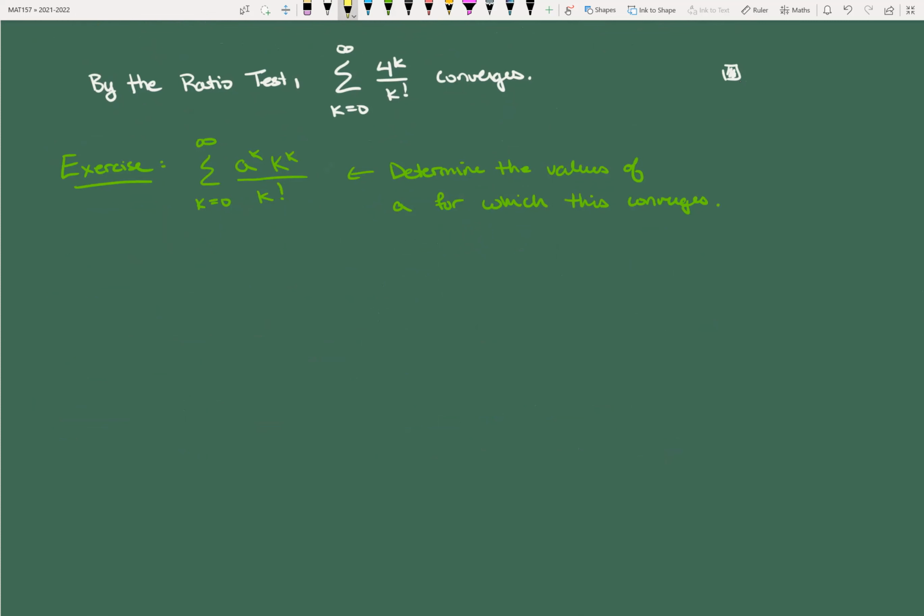Okay. So there are lots of tests. We're only going to do one more. There's a ton of really exotic tests, just like there are a ton of exotic integration techniques. We're not worried about most of them. So we're just going to do one more. And this one's called the root test.